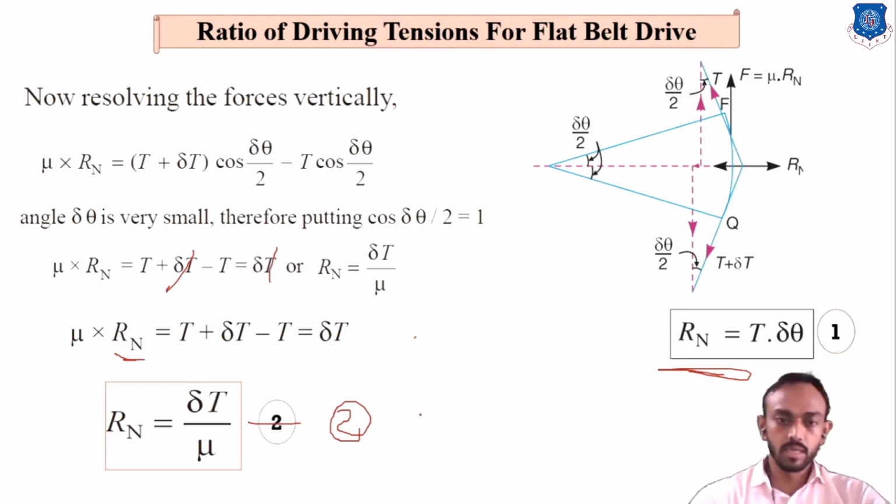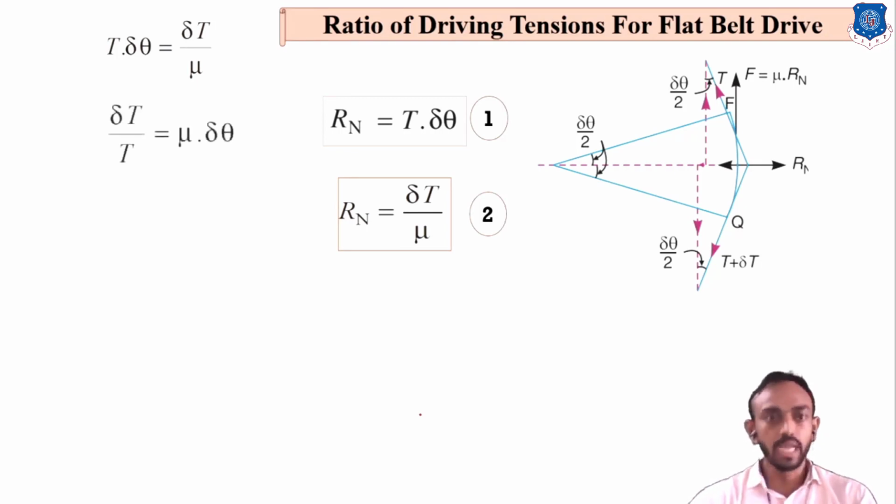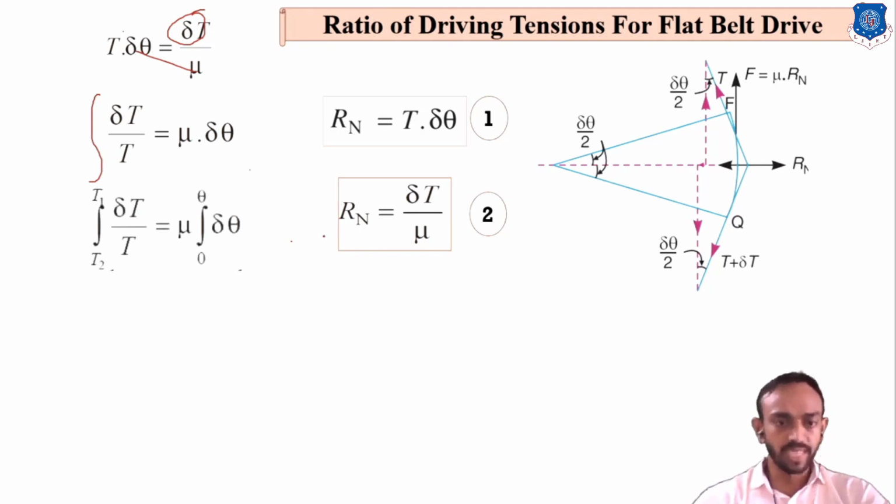So we compare both equation 1 and 2. So T dθ is equal to dT by μ, and in the equation we are changing the quantity to dT upon T equals μ dθ. You can integrate this quantity with respect to T, the tension, which is decreasing from T1 to T2. So T1 to T2 dT by T, and the angle is changing from 0 to θ.